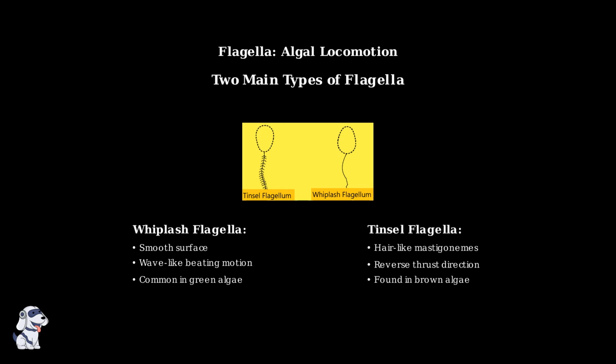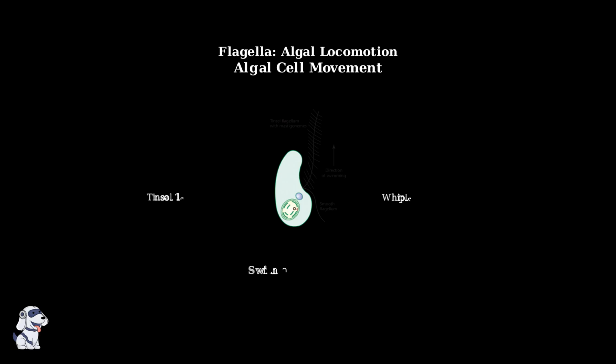Tinsel flagella are more complex, featuring hair-like structures called mastigonemes along their length. These mastigonemes reverse the direction of thrust, causing the algae to move in the direction the flagellum points, rather than away from it. Here we can see a real example of an algal cell with both types of flagella. Notice how the cell moves in the direction of the tinsel flagellum, which has the mastigonemes, while the smooth whiplash flagellum assists in steering and stability.